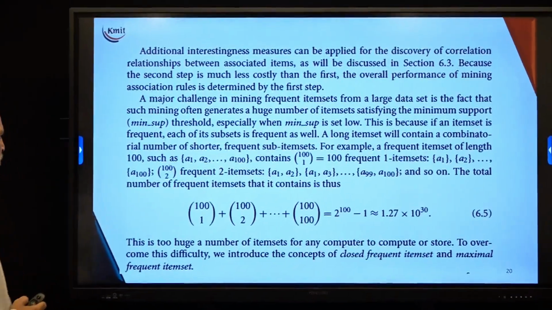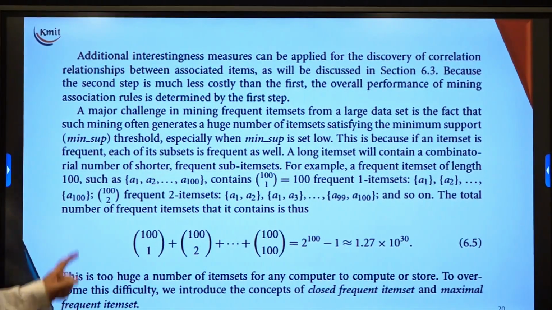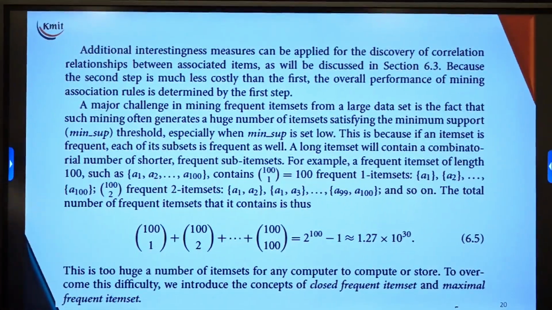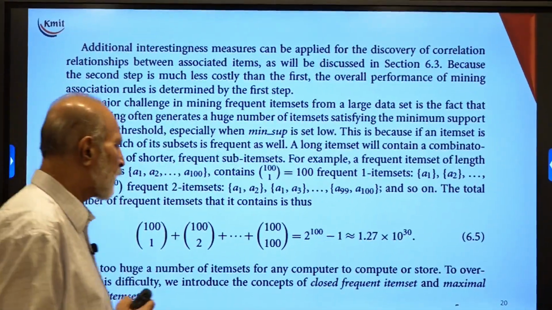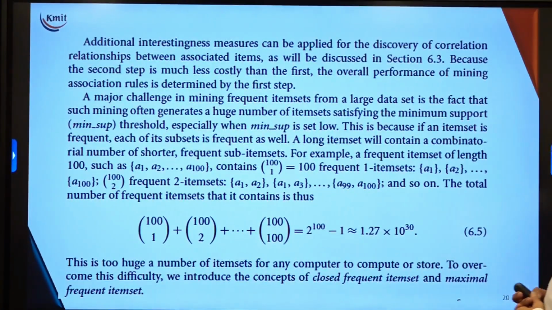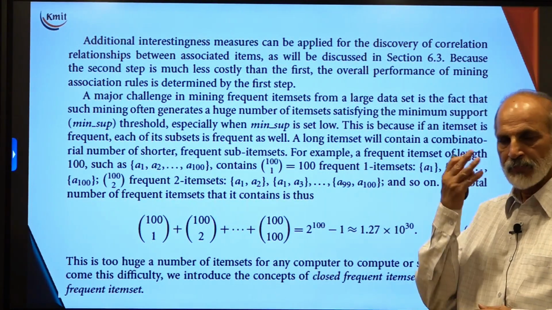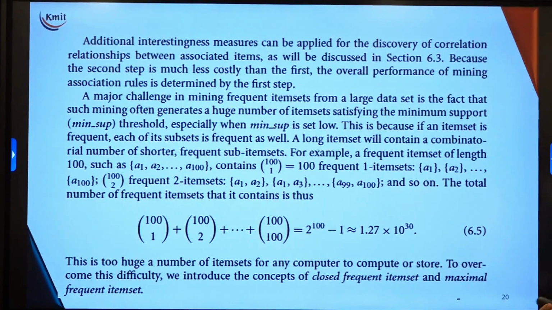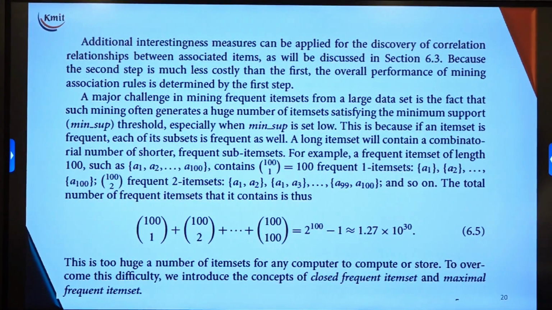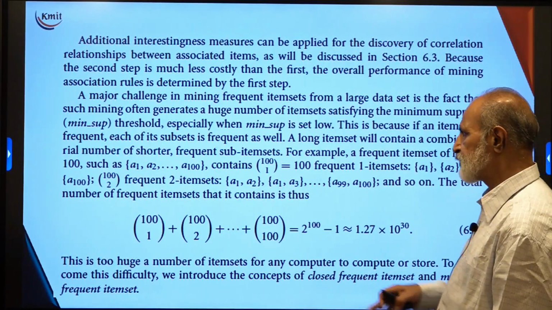Okay, a major challenge in data mining item sets is a large data set. That is a fact that such mining often generates a large amount of item sets satisfying the minimum support concept. And if the minimum support is set low, then I'll have a large number of item sets to show you. So a long item set will contain a combination of shorter frequent sub item sets.